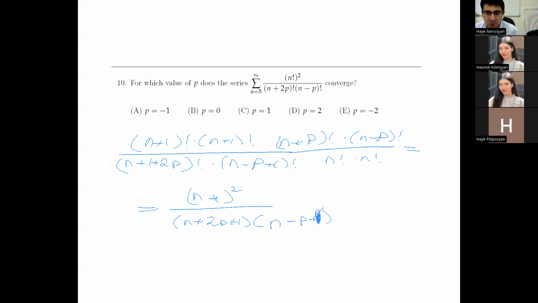This is 1. Find the limit of this expression. Any suggestion? What is the limit of this expression? 1. We just get one. Yeah, we have an n squared term from the numerator, the fastest term, and on the denominator we have also n squared, so the limit is going to be 1. Unfortunately, it's going to be 1.